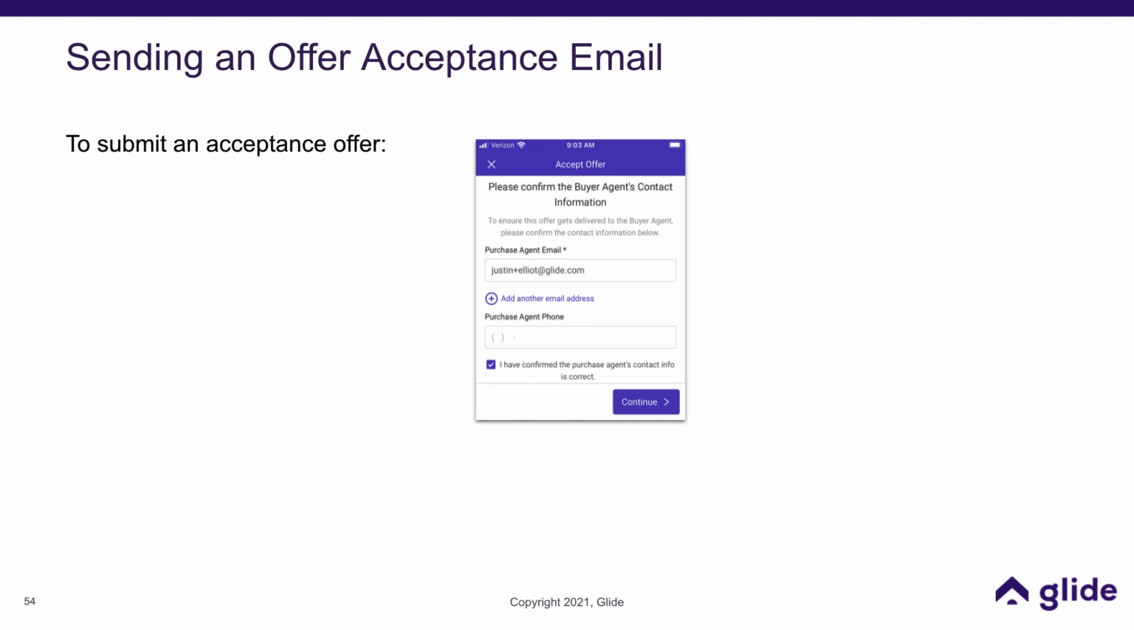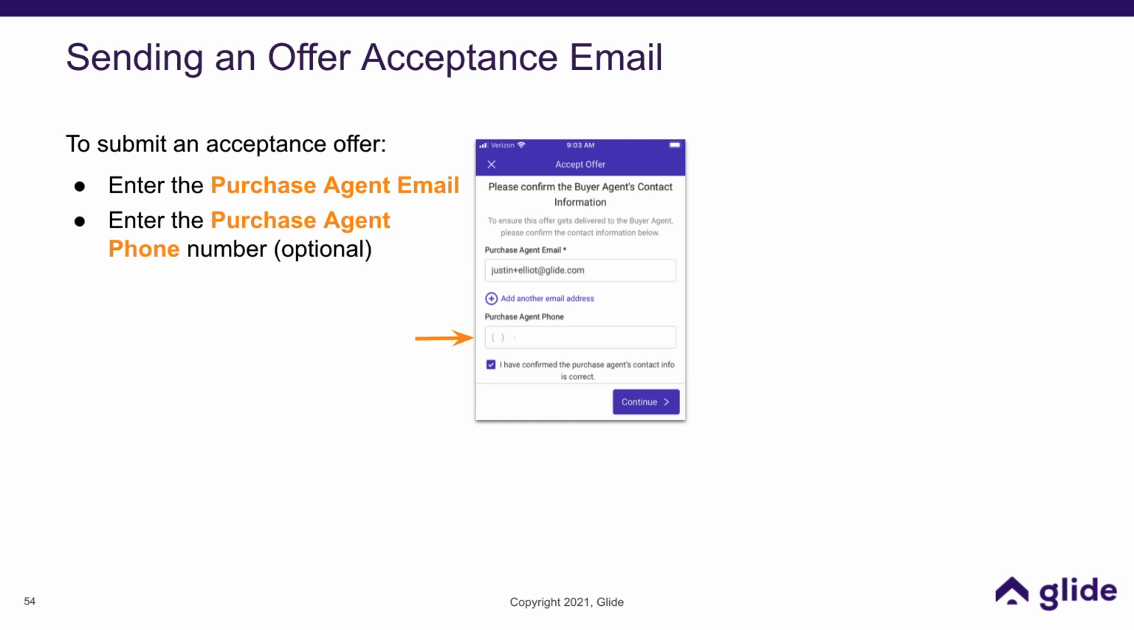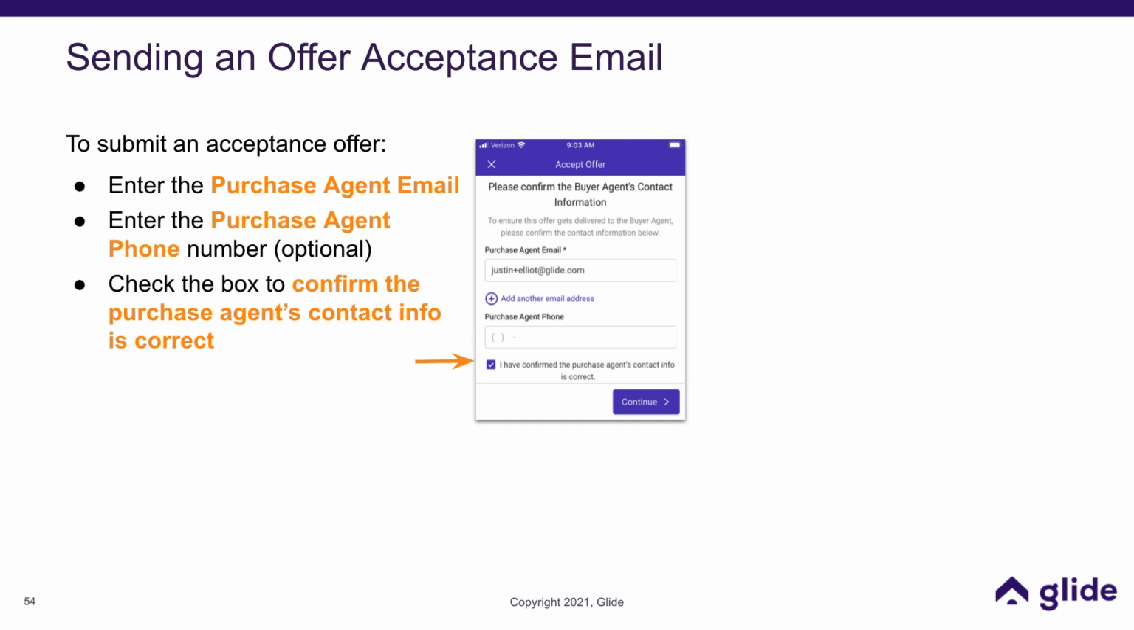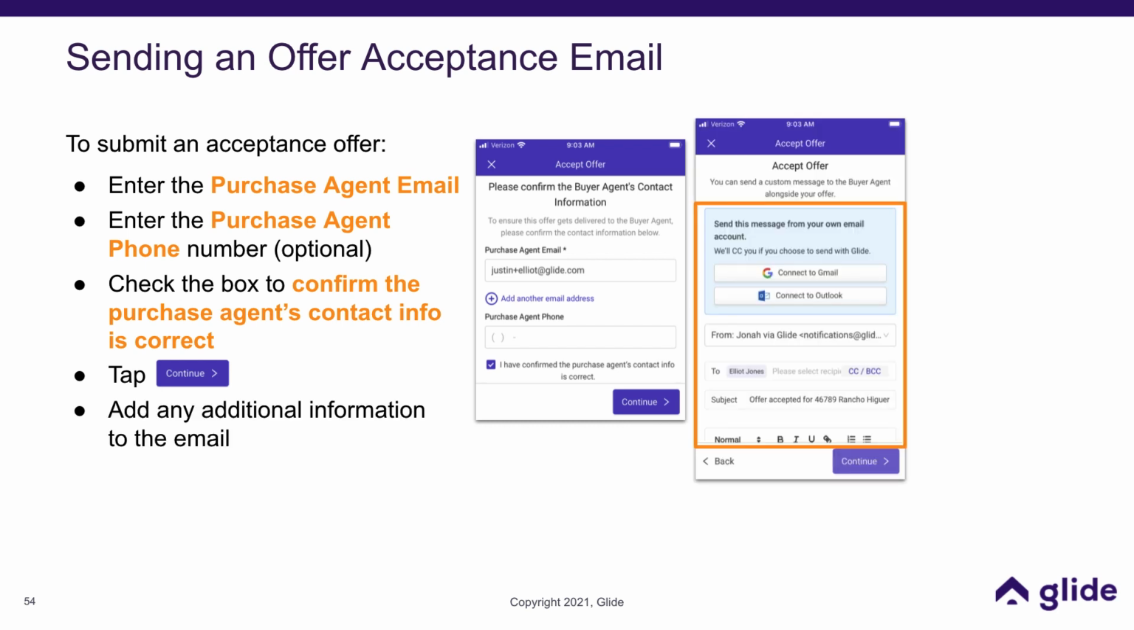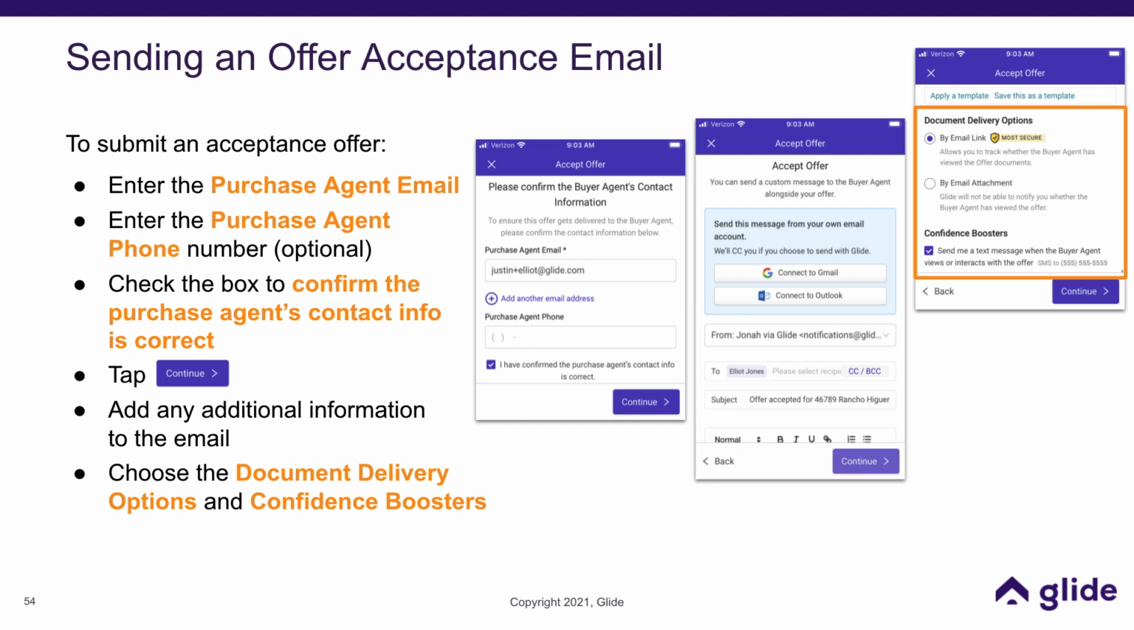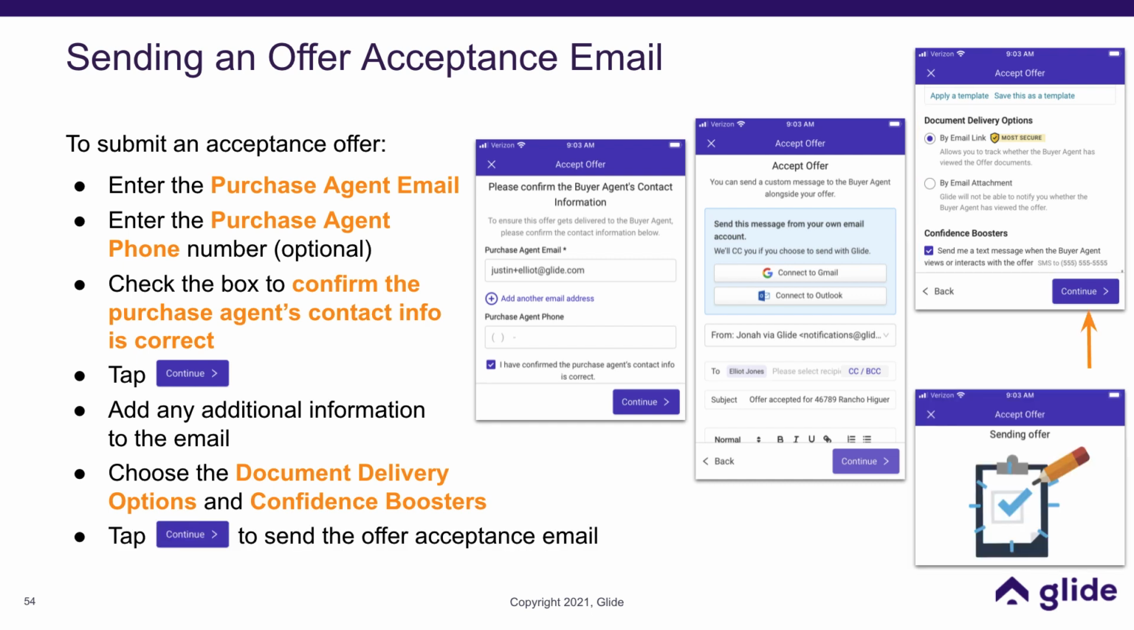To submit an acceptance offer, first enter the purchase agent's email. Optionally, you can enter their phone number as well. Check the box to confirm the purchase agent's contact information is correct, then tap Continue. You have the option to add any additional information to the email, then choose a document delivery option and confidence booster at the bottom of the email page. Lastly, tap Continue to send the offer acceptance email and documentation to the purchase agent.